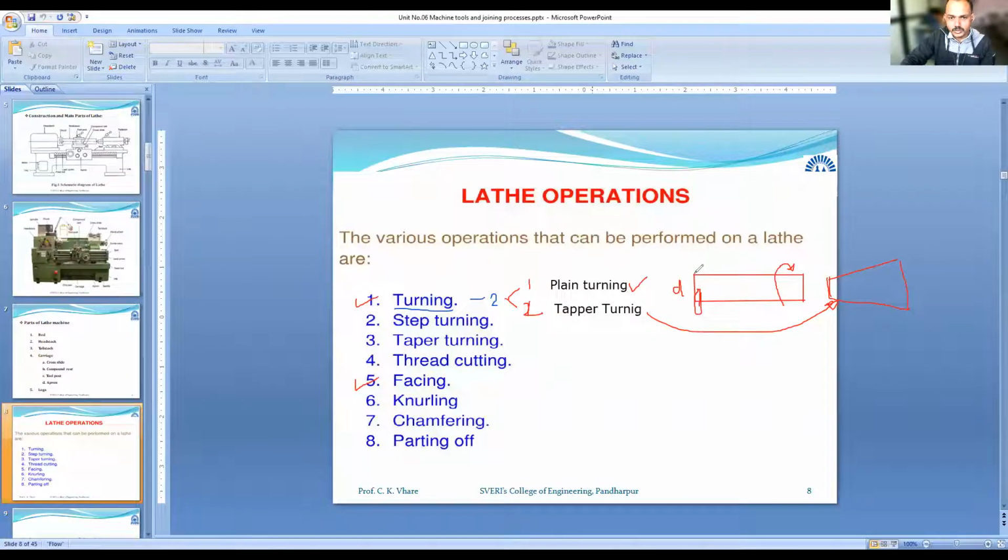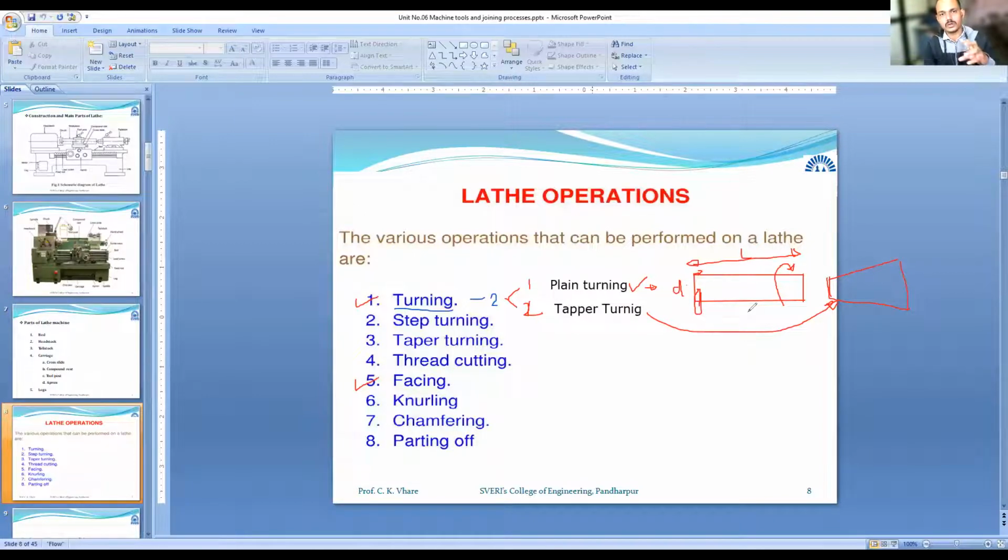Facing means, suppose I have to reduce the length, and suppose this is the length L. To reduce the length, I have to remove material from that surface, which is circular, from this side. If this is a circular shaft and I see it from this side, I will observe one circle. If I remove material from this side toward this side, this operation is called the facing operation.